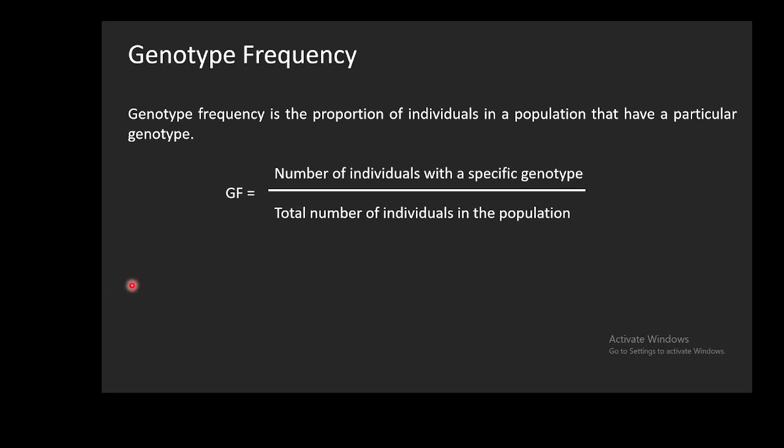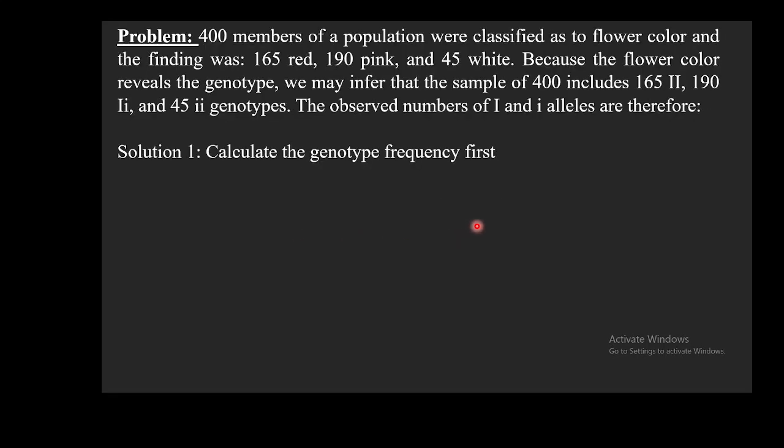Similarly, how can you calculate the genotype frequency? Genotype frequency is the frequency of the individuals in a population that have a particular genotype. So GF is genotype frequency, which is the number of individuals with a specific genotype divided by the total number of individuals in the population.